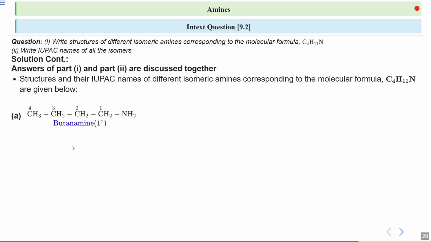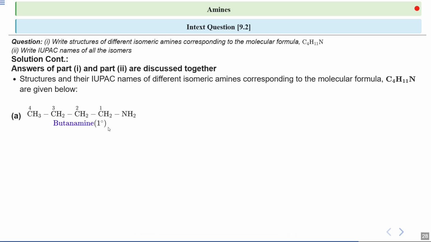How will you name it? I have taken this as the carbon chain. 1, 2, 3, 4. 4 carbon atoms are there. The root word will be butane. And the E of butane will be replaced by amine. So it will be butanamine. And what kind of amine is it?